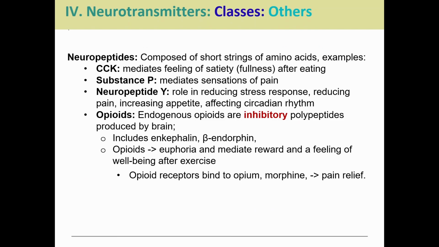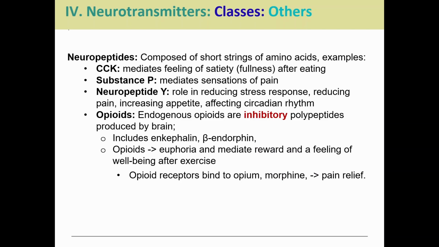And then neuropeptides, so these are little short strings of amino acids. They're not quite a protein, but they're also not single amino acids, which is why we give them the name neuropeptides. CCK is going to be what makes you feel full after you eat. Substance P is going to mediate your sensations of pain. Neuropeptide Y is going to reduce stress response, right? Reduce pain, increase your appetite and whatnot.